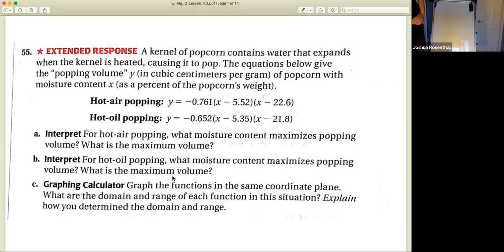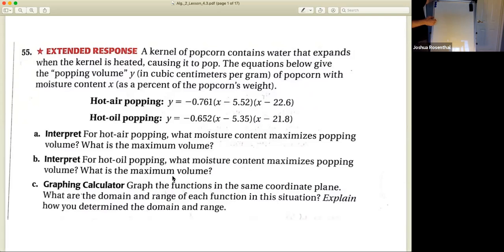That's how much moisture is inside the kernel, right? Y is the popping volume, the outcome. Okay, let's just start looking at it then. A, for hot air popping, what moisture content maximizes popping volume? And what is the maximum volume? So your Y is the volume, the popping volume.